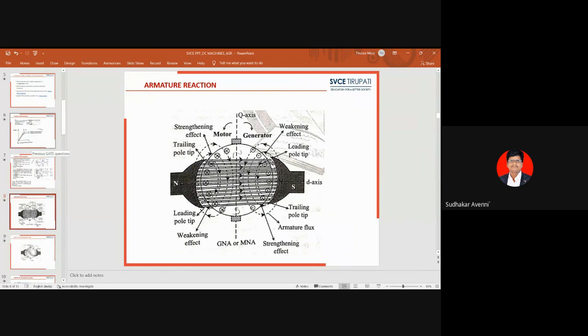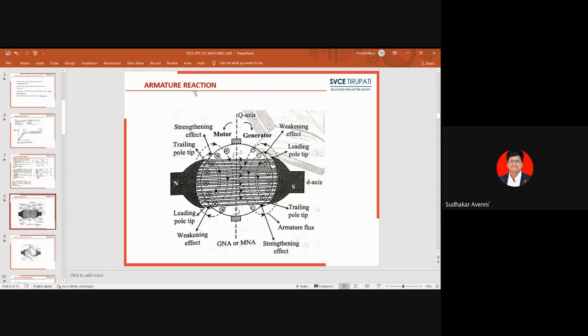So these are the important questions for the buildup of voltage in a shunt generator. Next, coming to armature reaction, one more important topic. What is meant by armature reaction? The effect of armature flux on main field flux is called armature reaction.